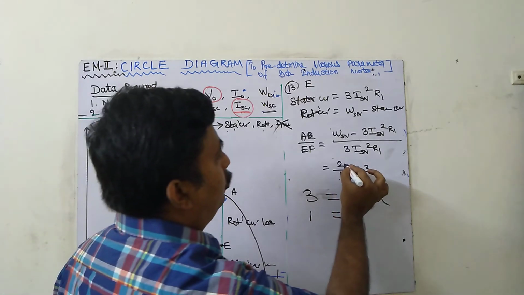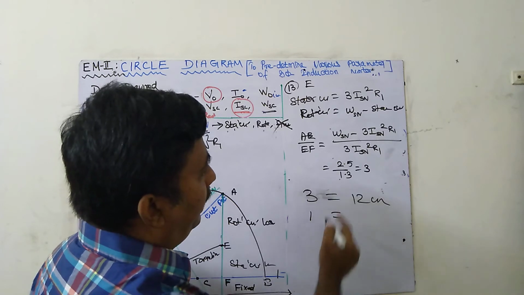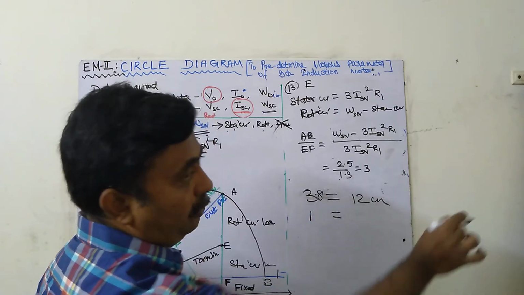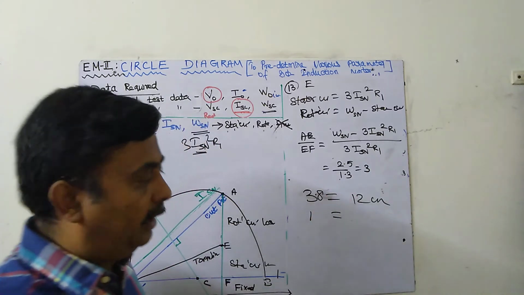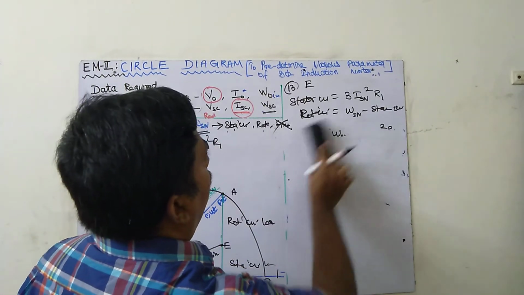Suppose you are getting this is 2.5, this is 1.3, like this you are getting. So what is the total unit? It is 3.8. 3.8 unit equal to 12 centimeter. What is the value of 1 unit? Like this you have to say. These are all normal mathematics. Okay, I will remove all those things.